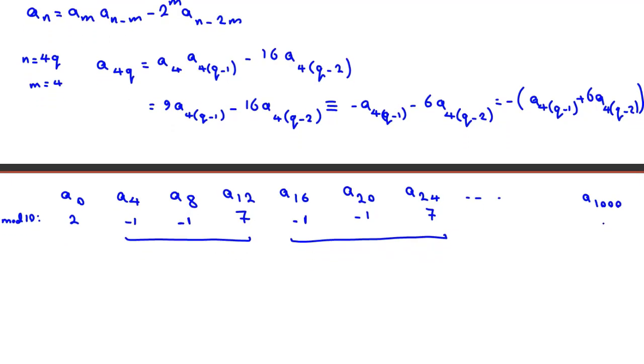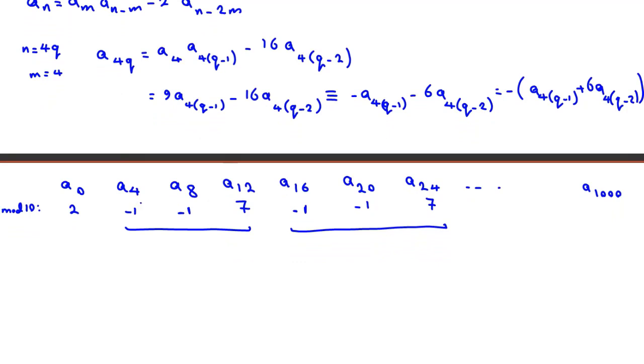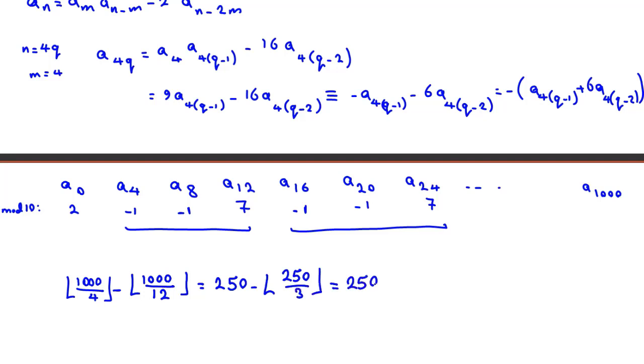A1000, the problem says to consider multiples of 4. So look, 1000 over 4, floor, that gives the multiples of 4. Which of them is bad? Multiples of 12. So minus 1000 divided by 12, floor of them. The first one is 250, the next one is 250 over 3. So it will be 250 minus 250 over 3, which will be 83. So the answer is 167.